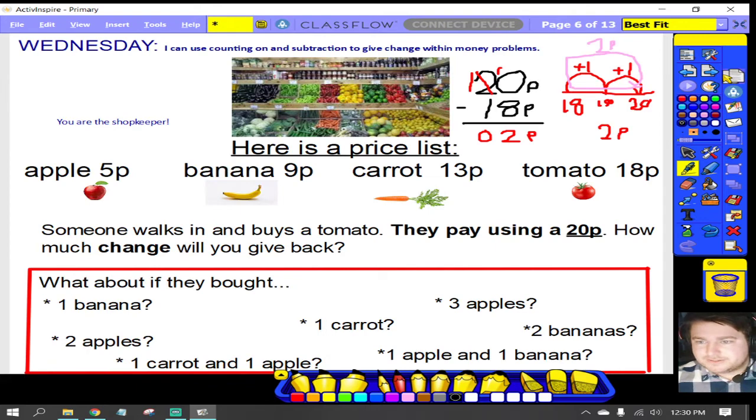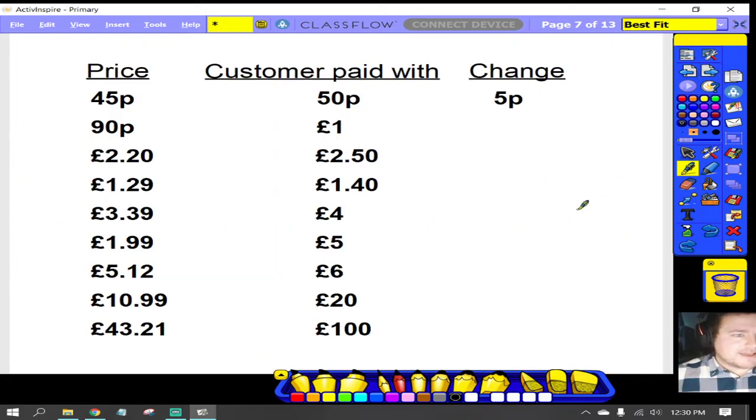Back we go to the main event. So you are still a well-respected shopkeeper that gives correct change. However, you've got different prices here now, and actually, the further you go up, the more challenging they will get. Let's see how far you can go. Customers pay with these. So this 45p here was paid with this 50 pence. Therefore, 5p change was given.